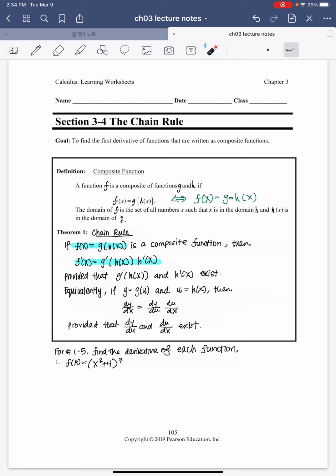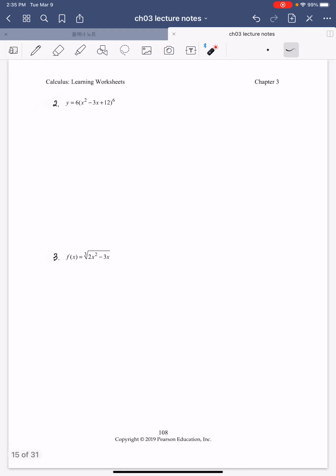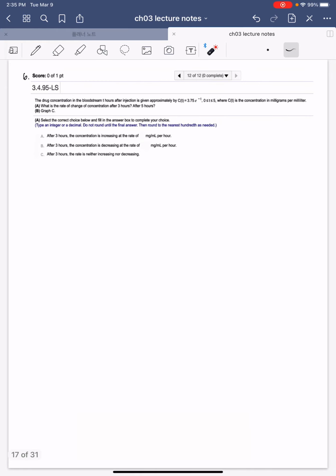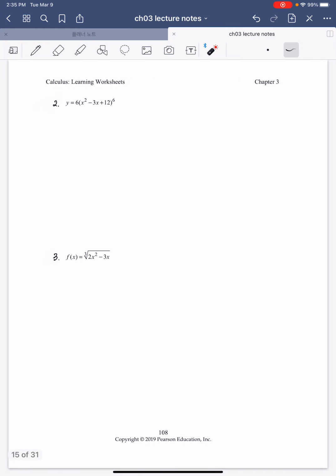Equivalently, if you're used to the dy dx notation, this can be rewritten as the two things being multiplied: dy du times du dx. So let's do 5 problems, and then the last one is an application problem.